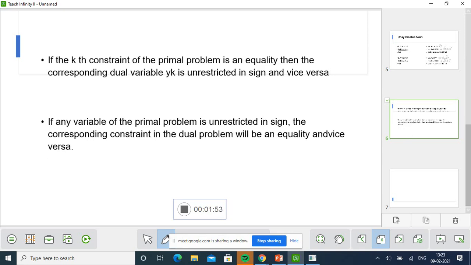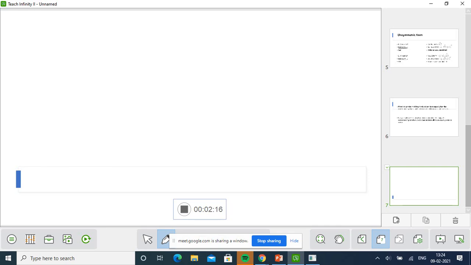If the kth constraint of the primal problem is an equality, then the corresponding dual variable yk is unrestricted in sign and vice versa. If any variable of the primal problem is unrestricted, the corresponding constraint in the dual problem will be an equality and vice versa. So we'll take a small sum and try to write the dual of that problem. Write the dual of the LPP.